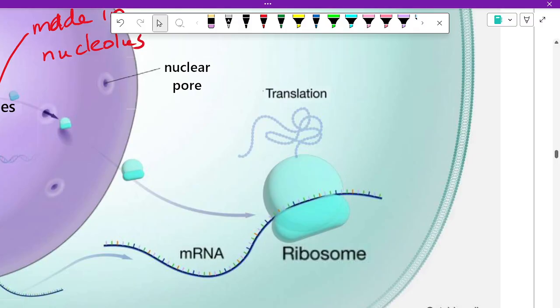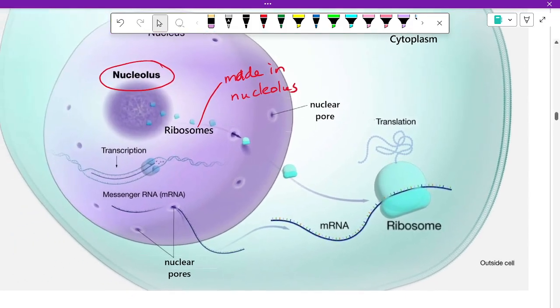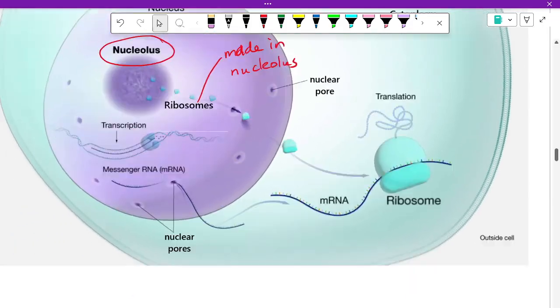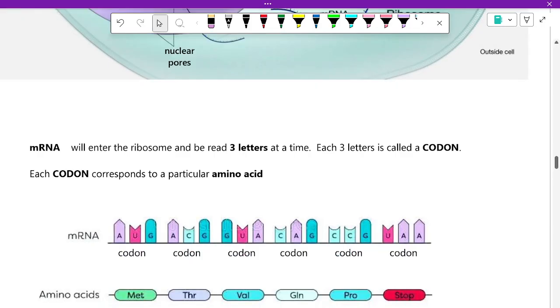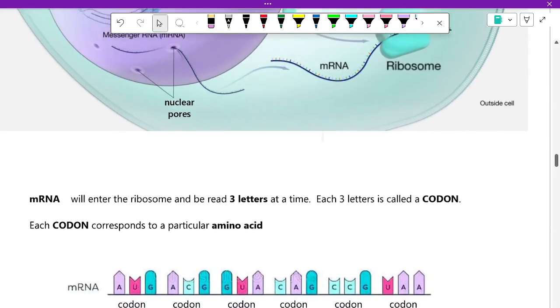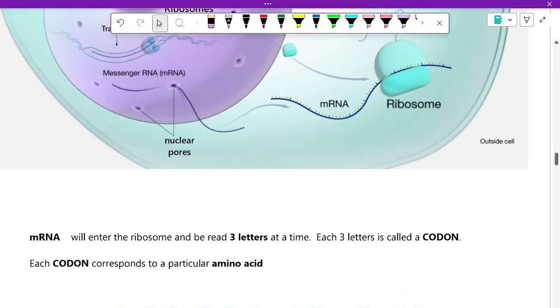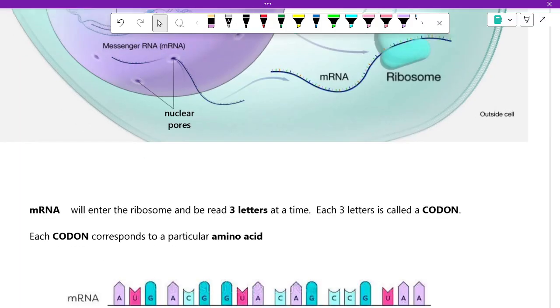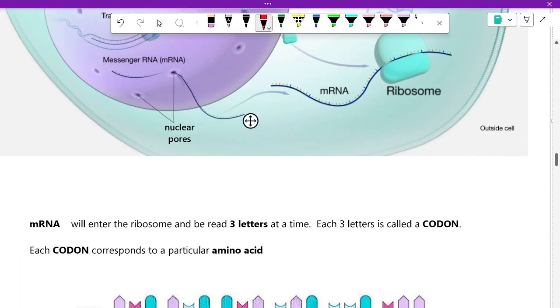And then we get translation. Again, this translation looks pretty undetailed, so we're going to zoom in on that a little bit more. The mRNA is read 3 letters at a time. What do we call those 3 letters in the mRNA? The 3 letters on the mRNA are called a codon. So this is a codon.